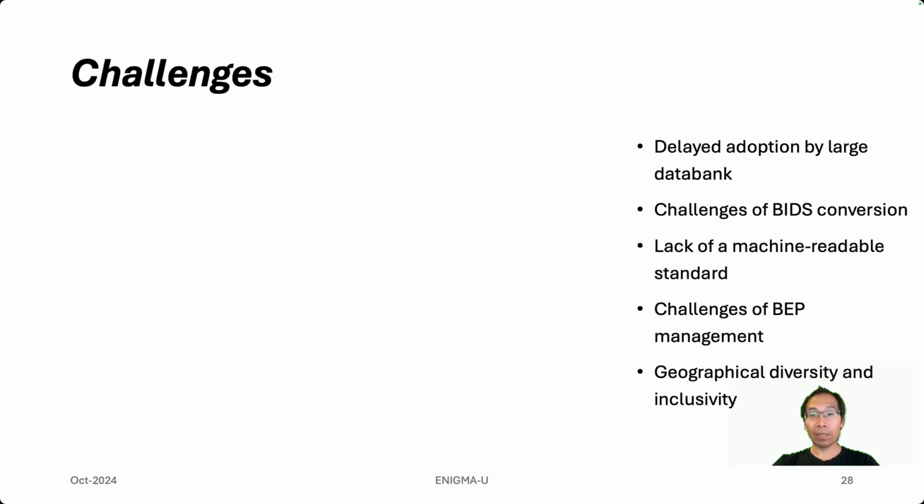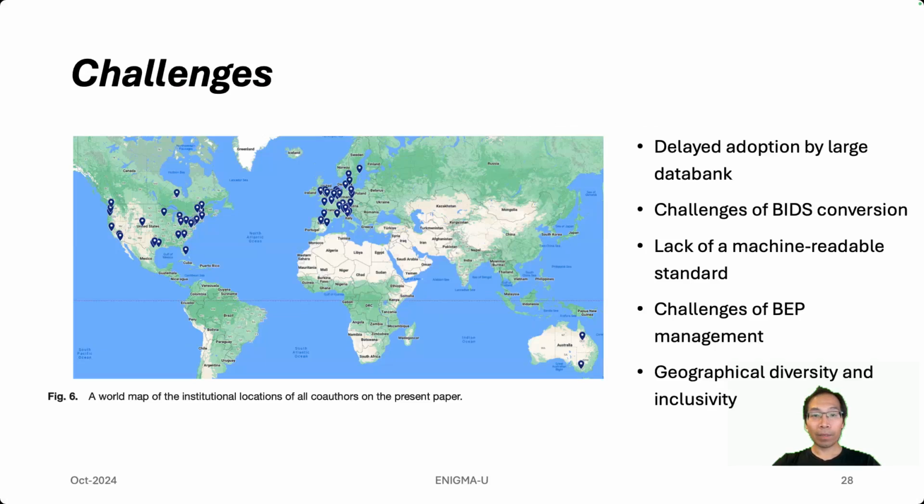And the last one is geographical diversity and inclusivity. Just look at the map. BIDS is most used in Europe and in the US. More work needs to be done to spread it around the world.